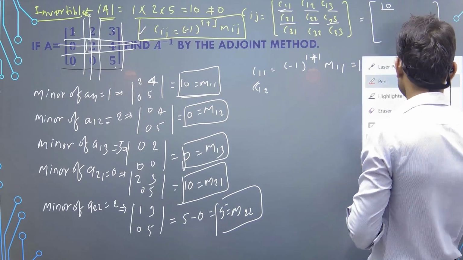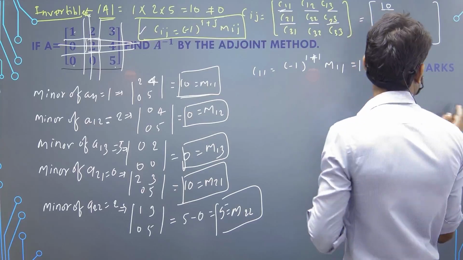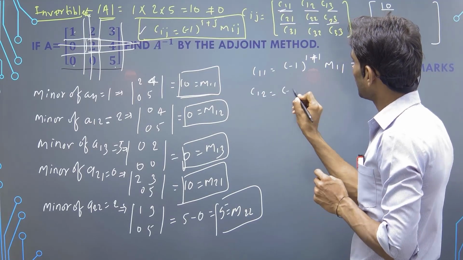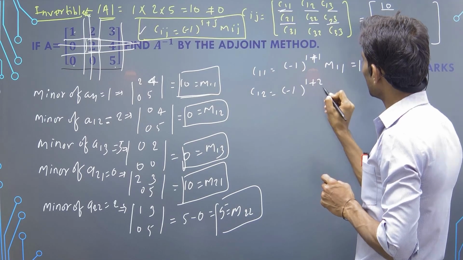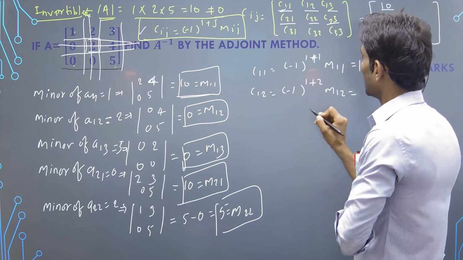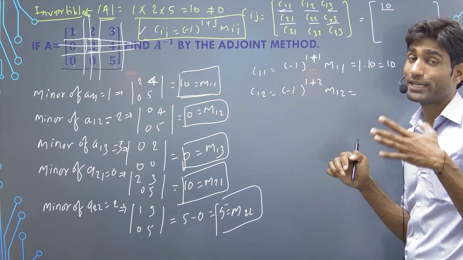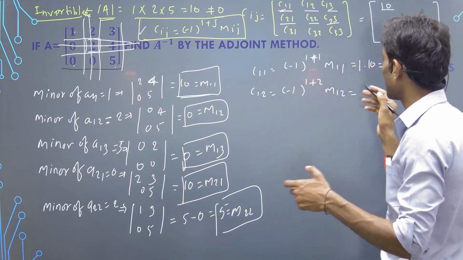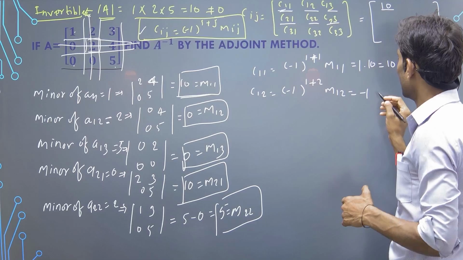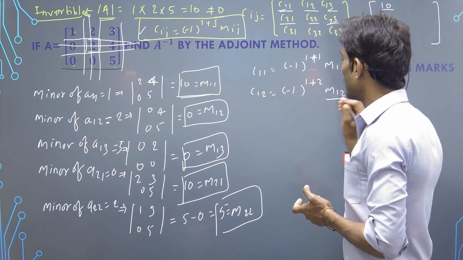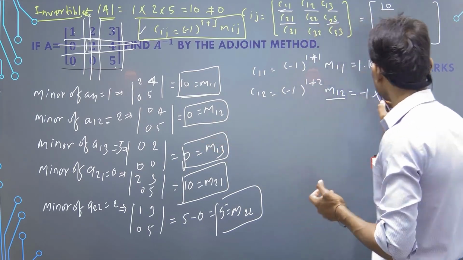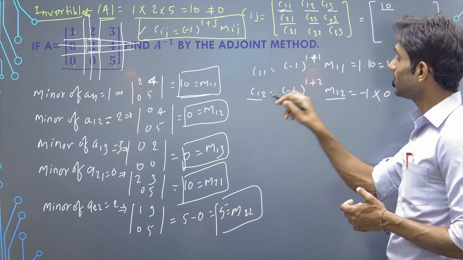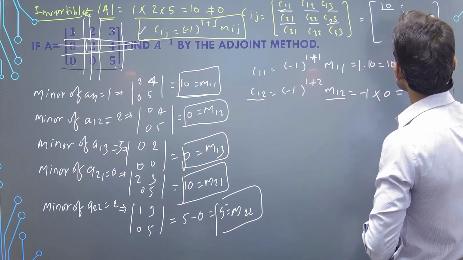Okay, so we have to find out the next element, C12, which is equal to minus 1 raised to 1 plus 2 into minor of 1 2. Minus 1 raised to 1 plus 2 means minus 1 raised to an odd number, like minus 1 raised to 3, and whenever it is odd it gives us a negative value. Multiplied by the minor of 1 2, which is 0. So minus 1 multiplied by 0 gives us 0. So we got the second element of the cofactor, which is 0.